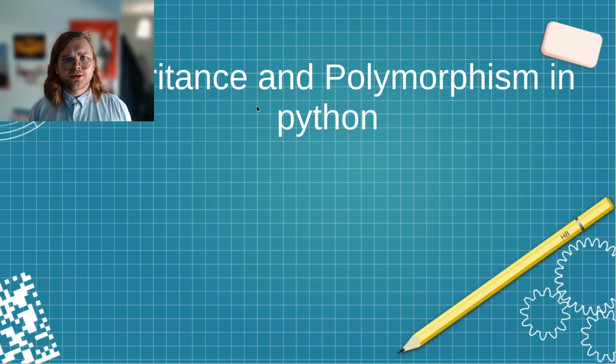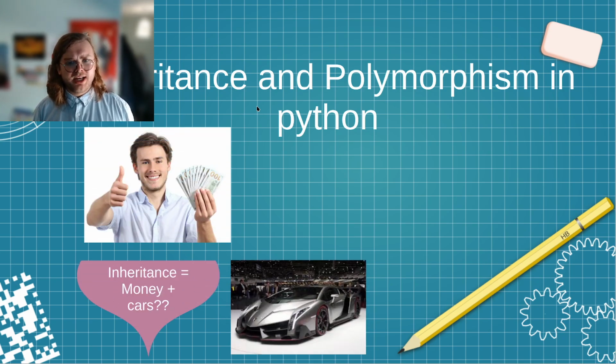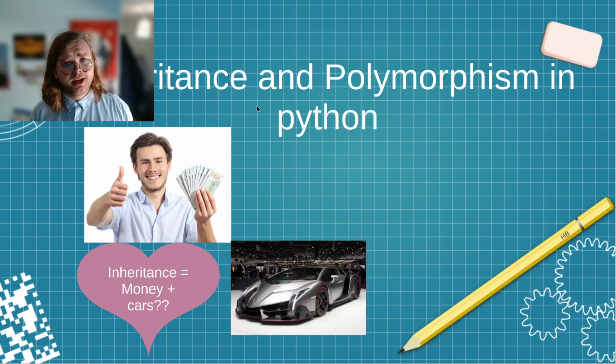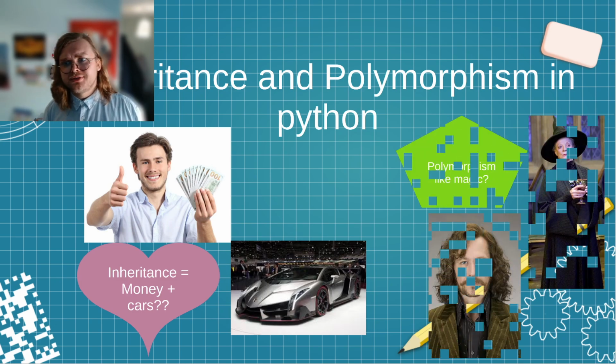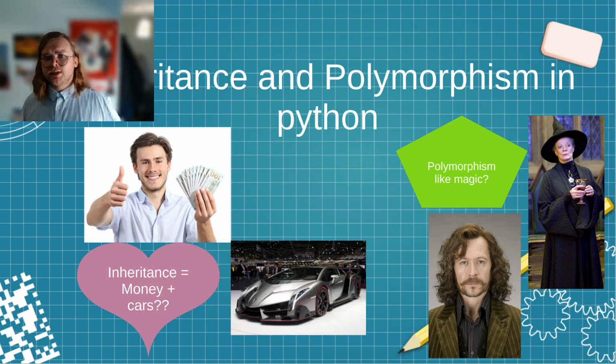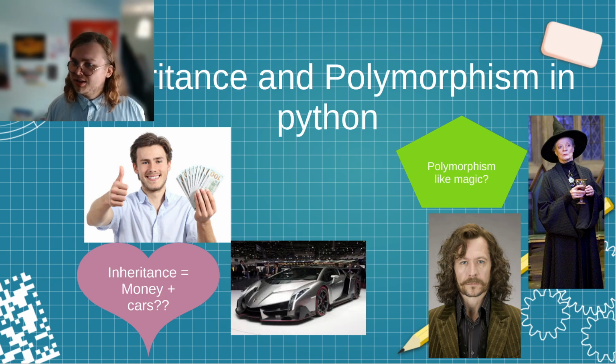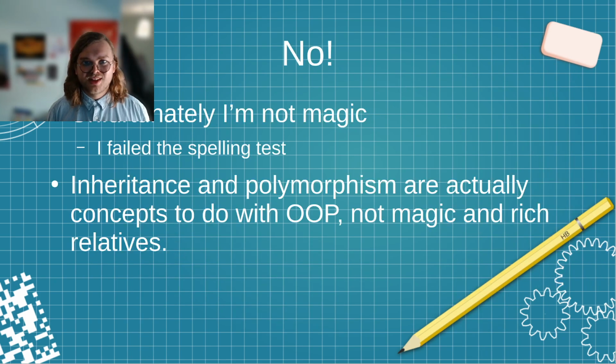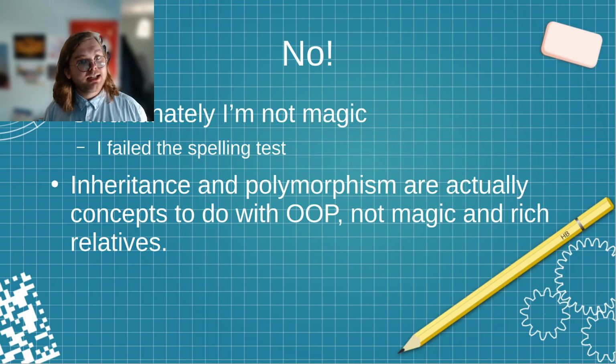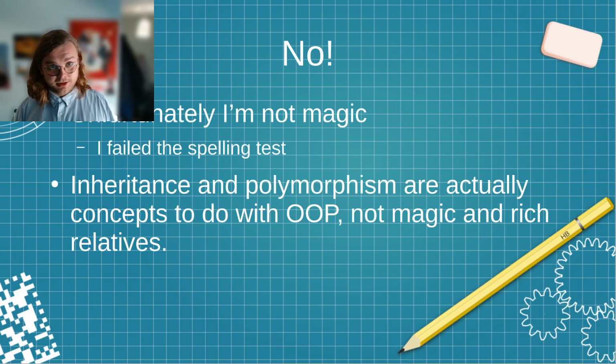Now obviously when I talk about inheritance I'm talking about money and flash cars, right? And when I talk about polymorphism I'm talking about, well, polymorphs, like magic. Like Professor McGonagall, who could turn into a cat, or Sirius Black, who could turn into a dog. No, unfortunately, I'm not magic. I'm dyslexic, so I failed the spelling test. No, pause for groans and maybe a few laughs.